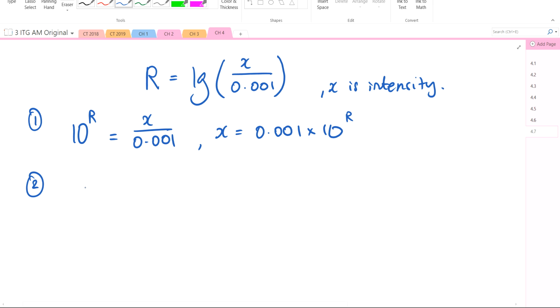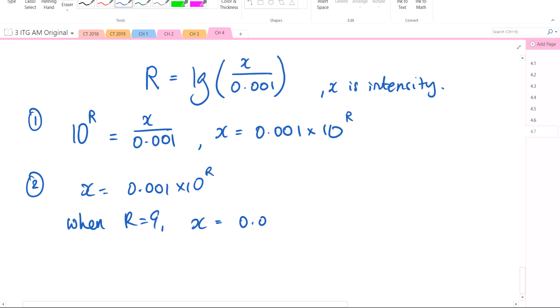Using X equals 0.001 times 10 to the power of R. When I want the 9 magnitude earthquake, so X when R equals 9, X will be equal to 0.001 times 10 to the power of 9. Are you able to do this without your calculator? Then what is the answer?